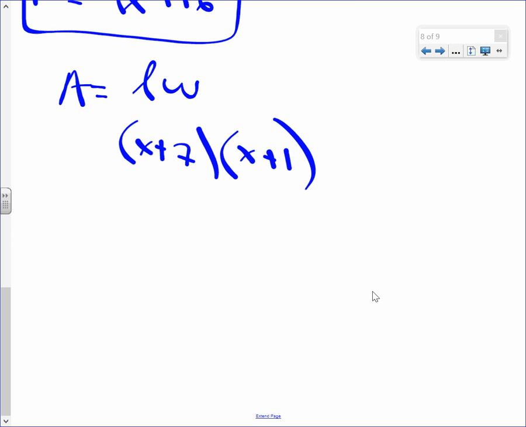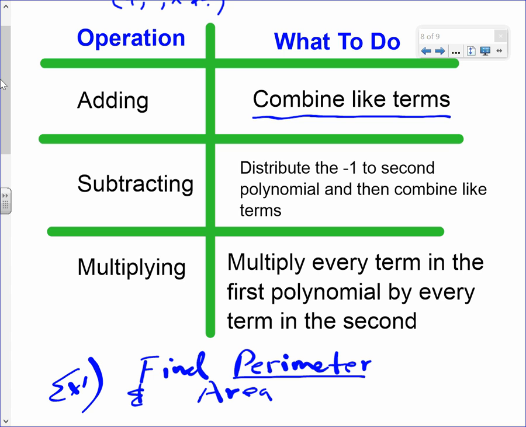All right, how do you multiply? We're multiplying polynomials now. We're not adding anymore. Let's go up. How do you multiply? Oh, here we go. Last one. Multiply every term in the first polynomial by every term in the second. That's it. That's how you multiply.